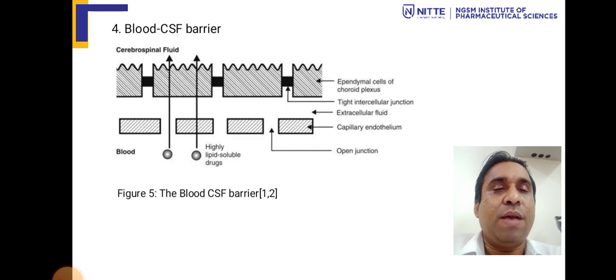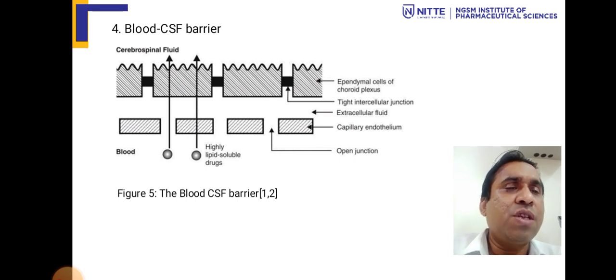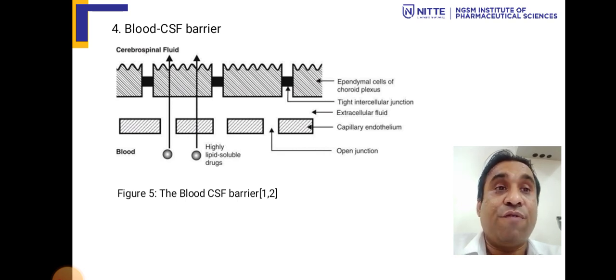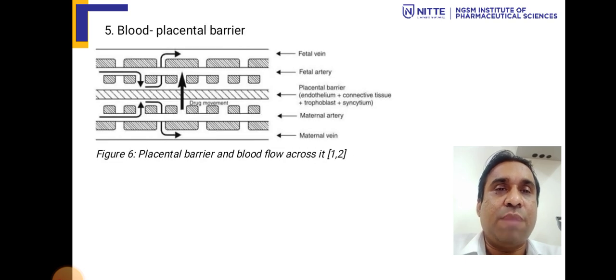Blood CSF barrier, cerebrospinal fluid. In this also we can see there is an open junction where drugs can go. Highly lipid soluble drugs can pass, but there is a capillary endothelium, extracellular fluid, tight intracellular junctions, and epithelial cells which help the drug not to cross, and they form a barrier. So only the drugs which are highly lipid soluble can pass through this membrane. We call it the blood CSF barrier.